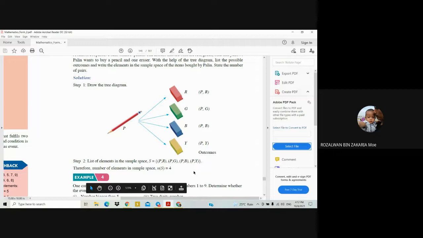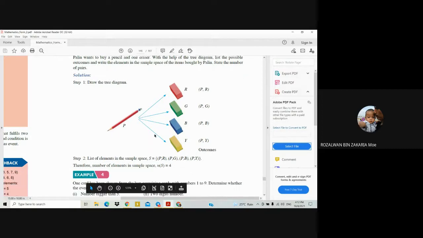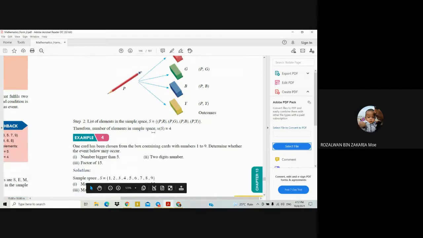Then what is the number of elements in the sample space? It is equal to 4. Okay, because if you calculate this one, 1, 2, 3, 4. So the answer is 4. Okay, so that's the answer for question 3. Okay, all right, let's look at question 4.